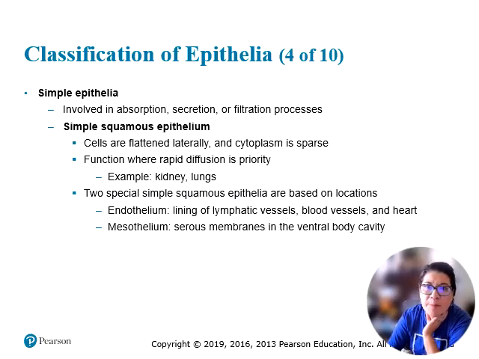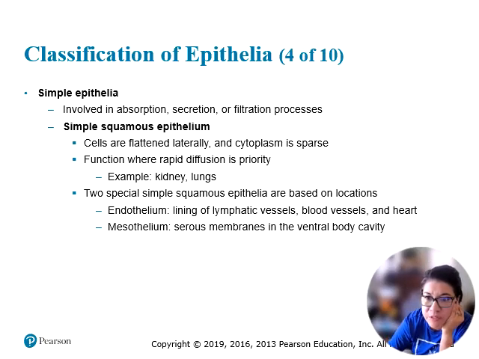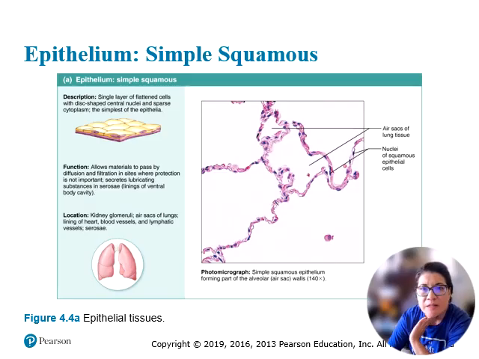Okay, simple epithelial is involved in absorption, secretion, or filtration, so you need to know the functions of each of these cells, and the functions make sense when you look at their structure because they're flat. Sparse cytoplasm, they're not very fluffy, they're really flat. So simple squamous epithelium is just going to be a single layer. It's going to be really good for exchanging, filtering, secreting, letting things go from one side of that line of cells to the other side. So places like endothelium, that's the lining of lymphatic vessels, blood vessels and heart, and mesothelium, we've heard the serous membranes.